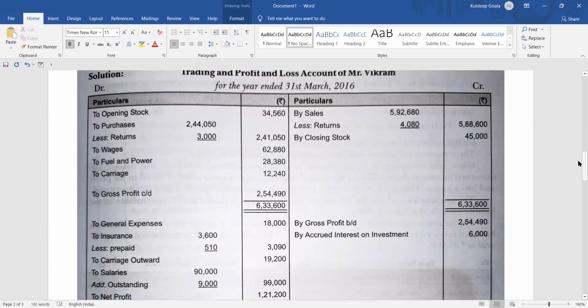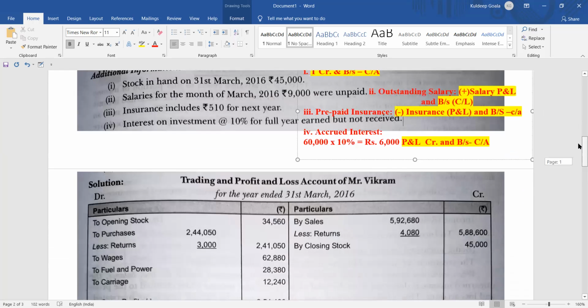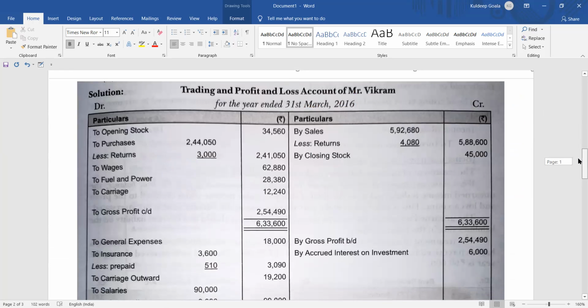Now what we will do is the balancing. All the items are over, so we'll go for balancing the trading account. While balancing, we can see the credit side is more, so the total of the credit side will be written on the debit side. Both sides total 6,33,600. After deducting the debit side total, we get 2,54,490 rupees. It is nothing but the gross profit.